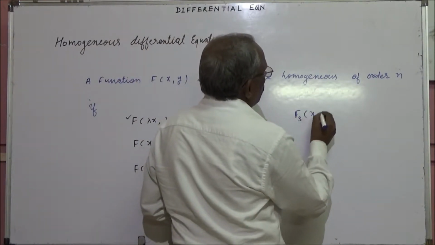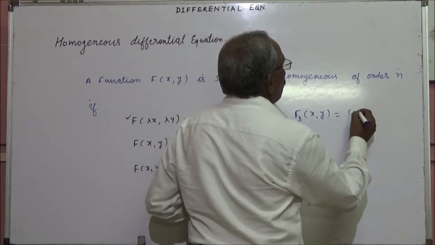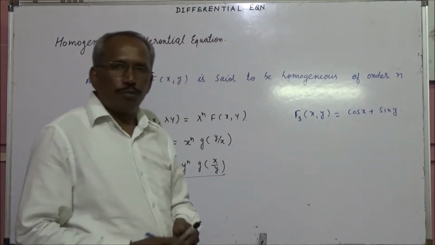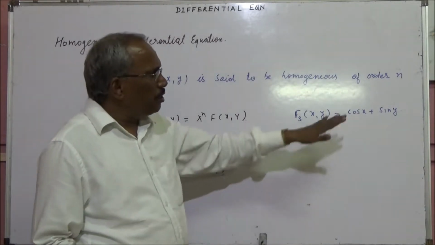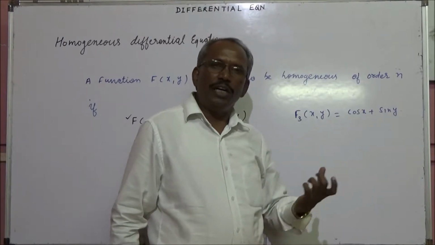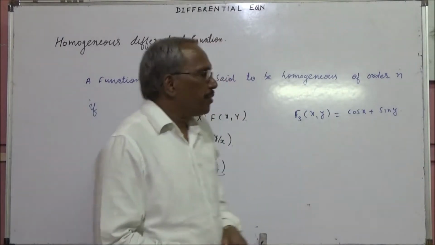Suppose f3(x, y) is equal to cos x plus sin y. What is the degree of this function? We can say that the degree is 1. Okay.